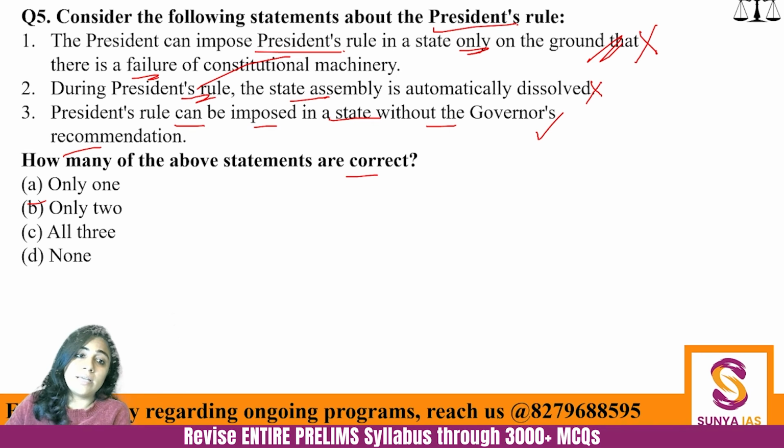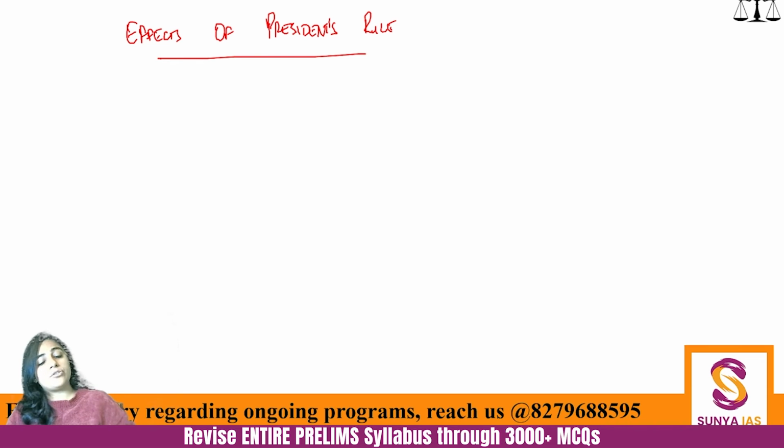Now that you know the answer is one only, we'll go on to the explanation of it, that is, what are the effects of president's rule. First of all, and this is very commonsensical, the effects of president's rule will be restricted to that particular state on which the president's rule is applied. But you have to be very careful about what the effects are.